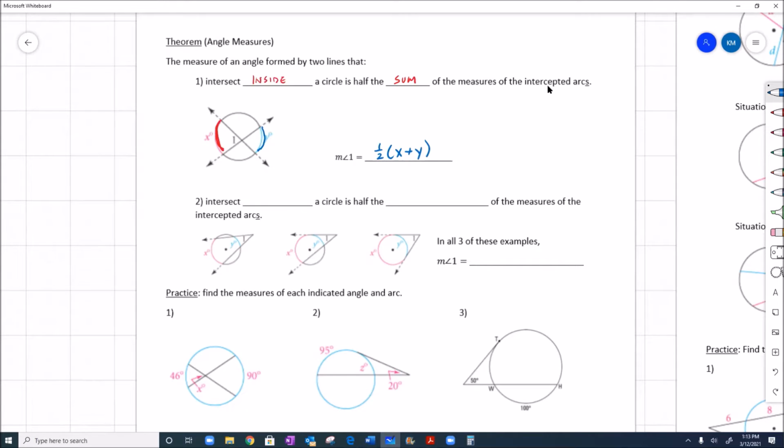If our lines intersect outside a circle, then it is half of the difference of the measures of the intercepted arcs. In all three of these examples, whether it's chords that meet on the outside, a tangent and a chord, or two tangents, we can find that angle by doing 1/2 X minus Y. Notice that in all these cases, X was the largest arc. It'll never be a negative angle measure, so make sure that you are choosing the larger number to go first.